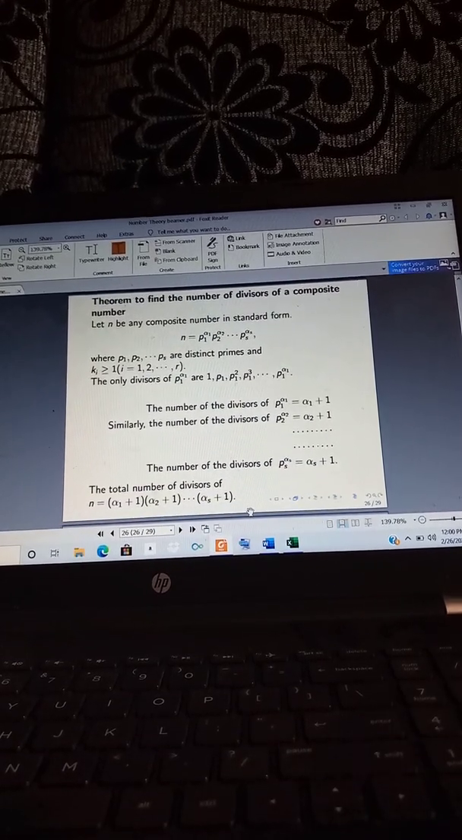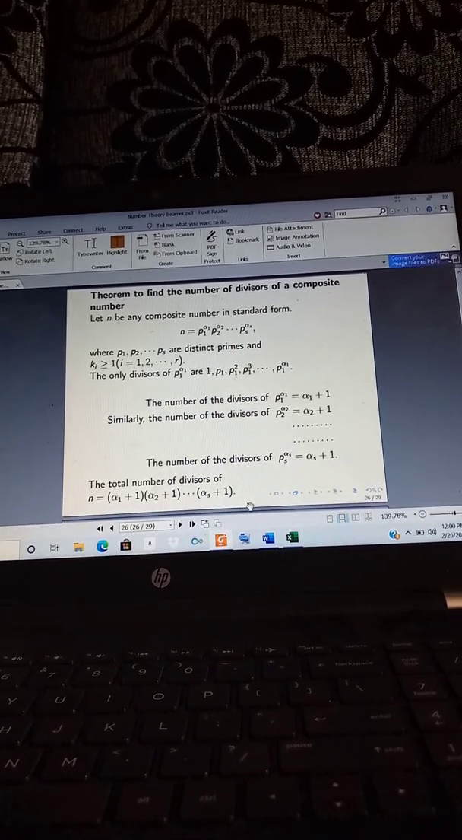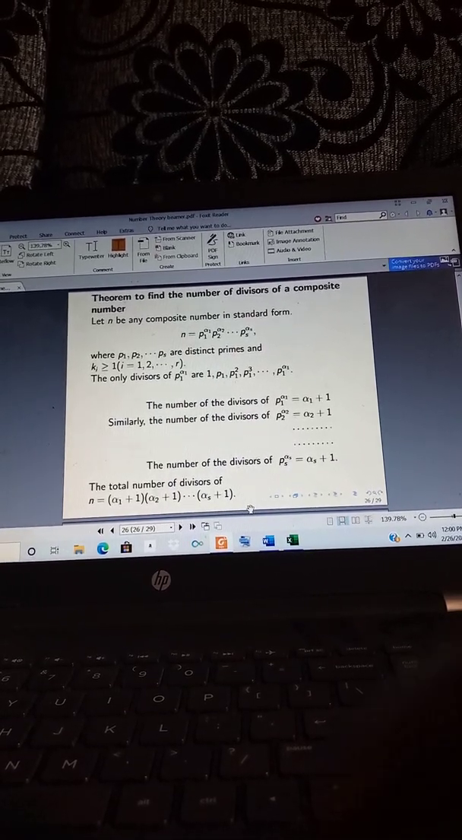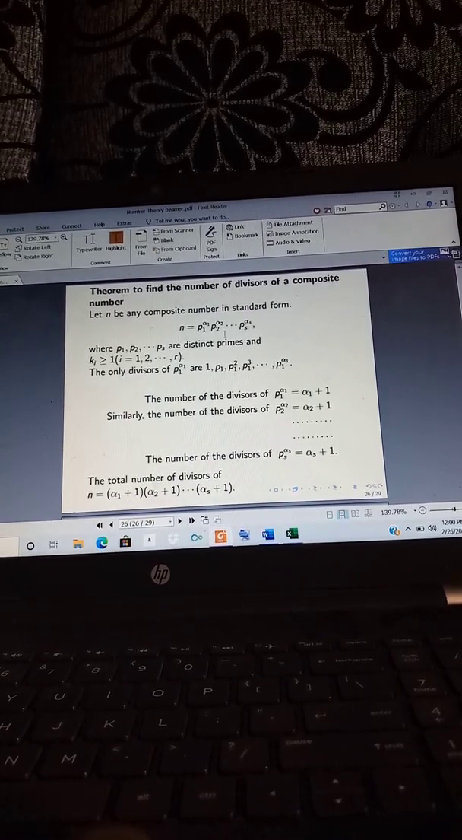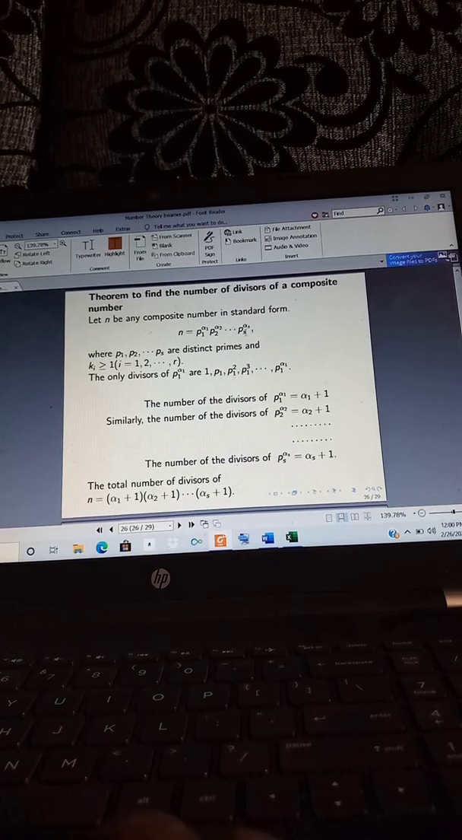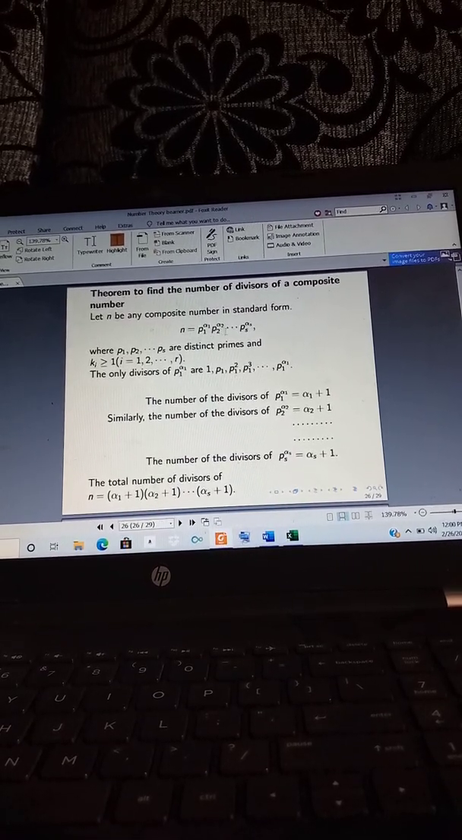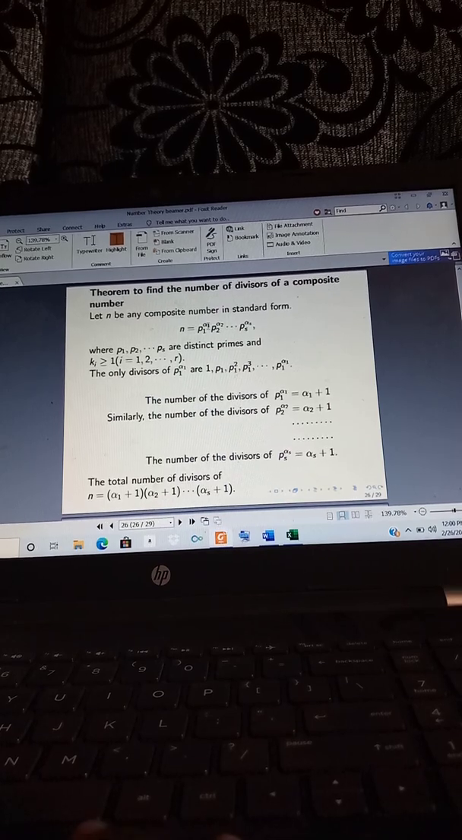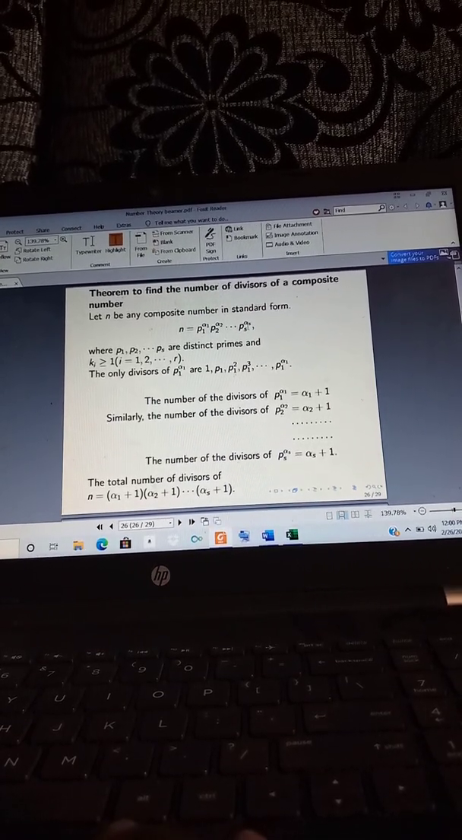So our next theorem is to look at how to find the number of divisors of a composite number. So suppose we have a composite number n written in standard form. We want to find the number of divisors of this composite number. Don't forget, n has been expressed in standard form, that is n is equal to p1 to the power alpha 1 times p2 to the power alpha 2 up to times ps to the power alpha s.